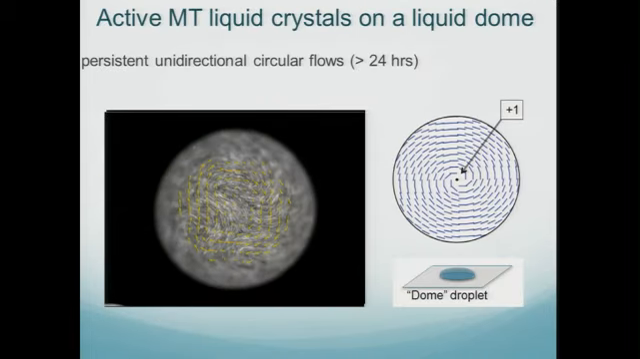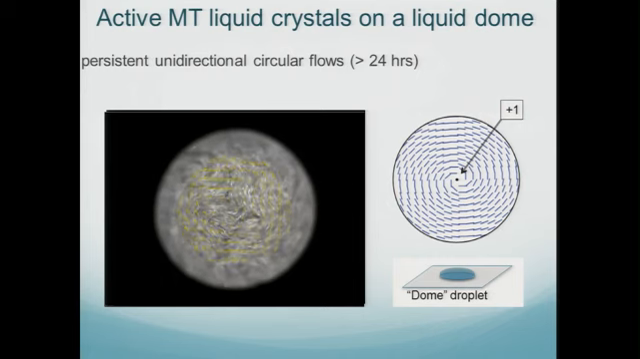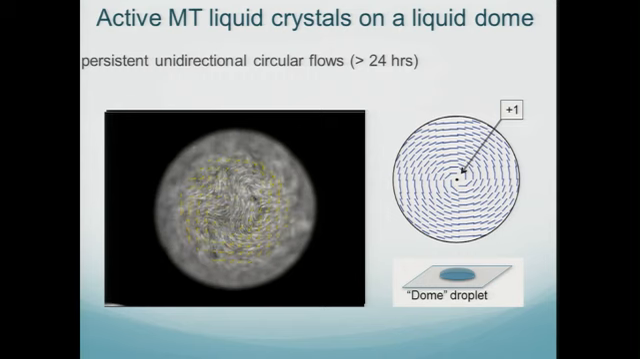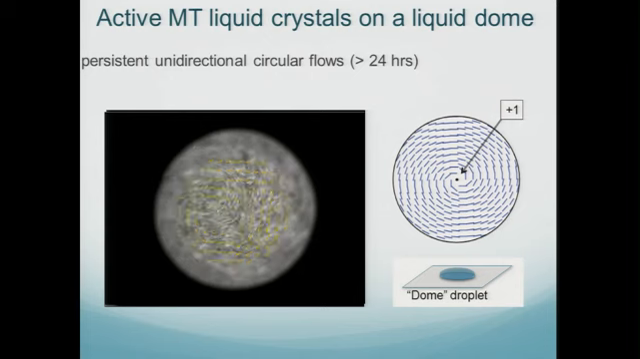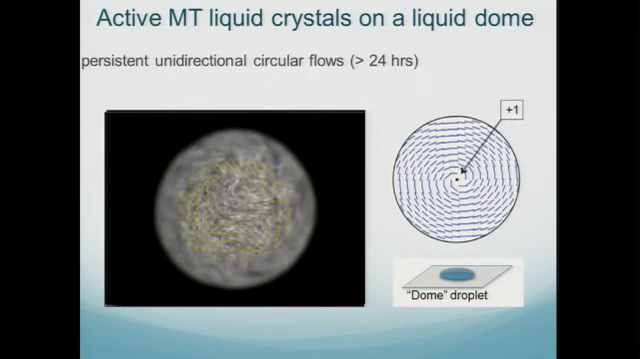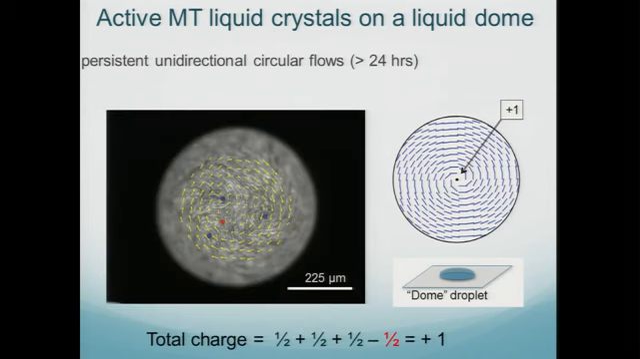So you can put it on a spherical dome, and you can see that you actually get spontaneous circulation of active liquid crystals in one direction. And so that's very different from what happens in bulk, right? And this circular flow is going to persist for a very long time. And so if you at any point stop it and count the defects, you'll actually see that here you have 3 +1/2 and 1 -1/2, as is shown over here.